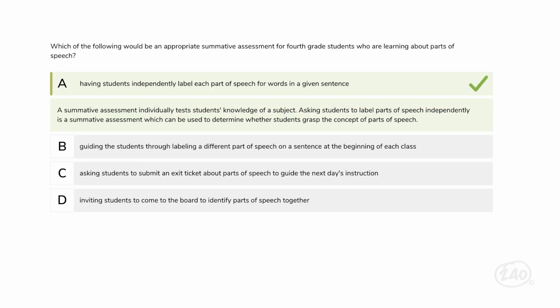A summative assessment individually tests students' knowledge of a subject. Asking students to label parts of speech independently is a summative assessment which can be used to determine whether students grasp the concept of parts of speech. Now, that's just a small sampling of practice questions to give you an idea about how these concepts are assessed on a test. There is still plenty more to learn.